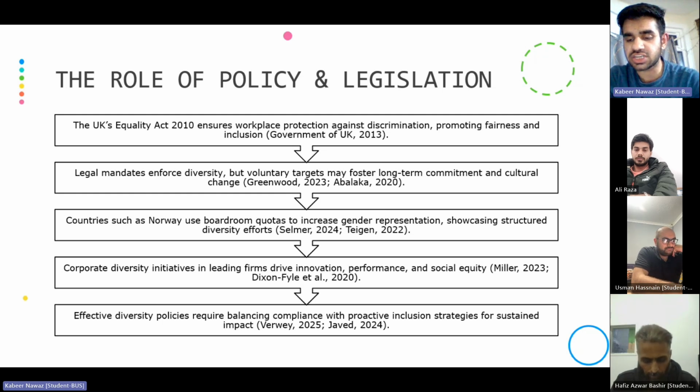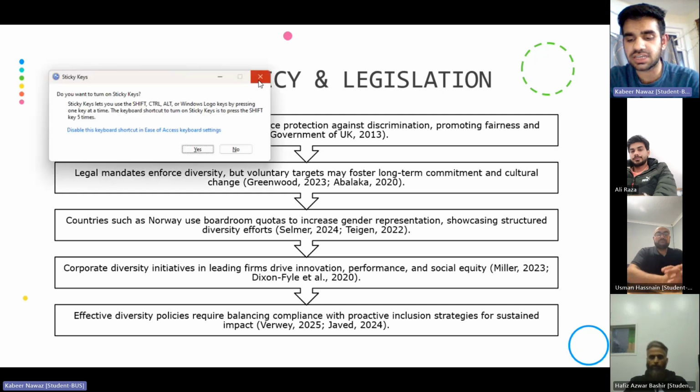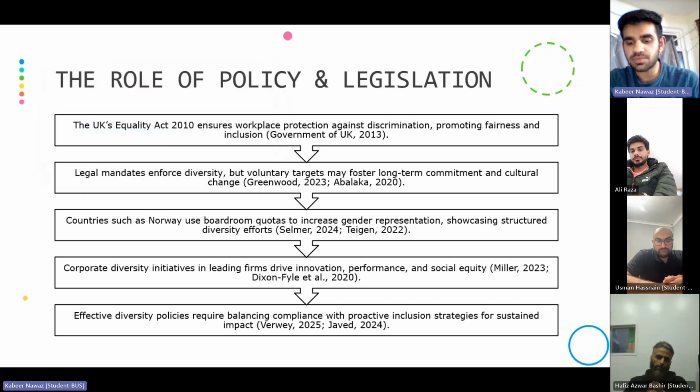Corporate-led diversity initiatives have shown great potential in driving not only social equality but also business performance and innovation, demonstrating that inclusion can be a competitive advantage. Ultimately, the most effective approach blends legal enforcement with proactive internal strategies. This means companies should go beyond ticking boxes and adopt genuine practices. Balancing compliance with a genuine commitment to inclusion is key to achieving sustainable and impactful change in workforce diversity.